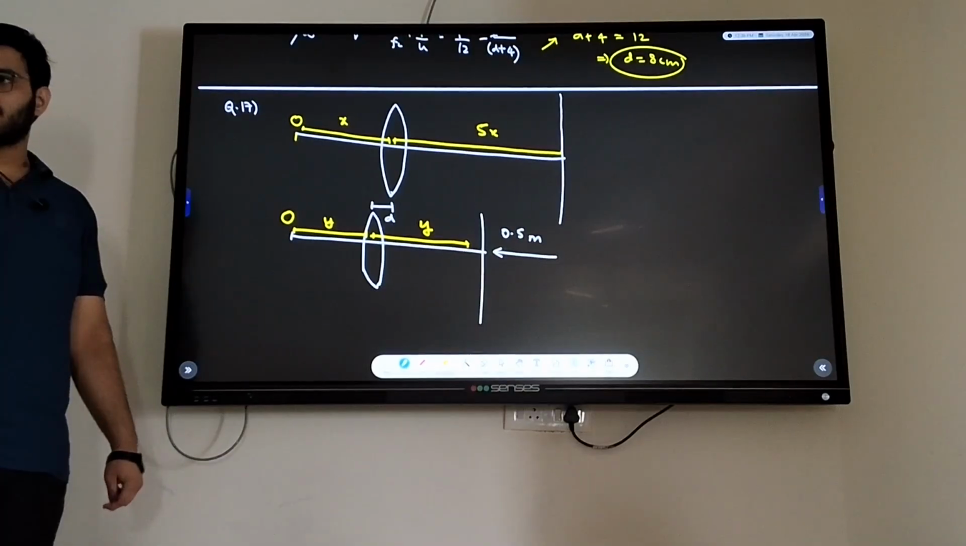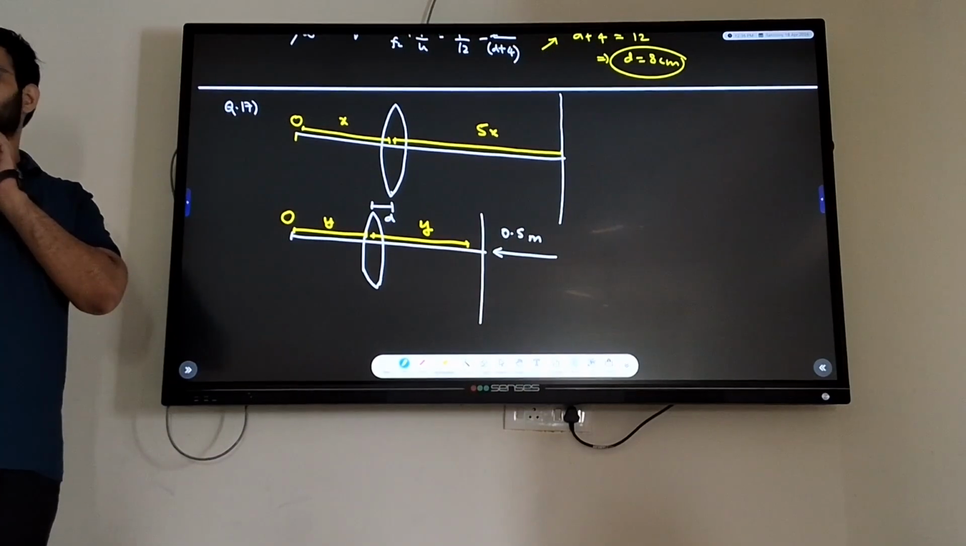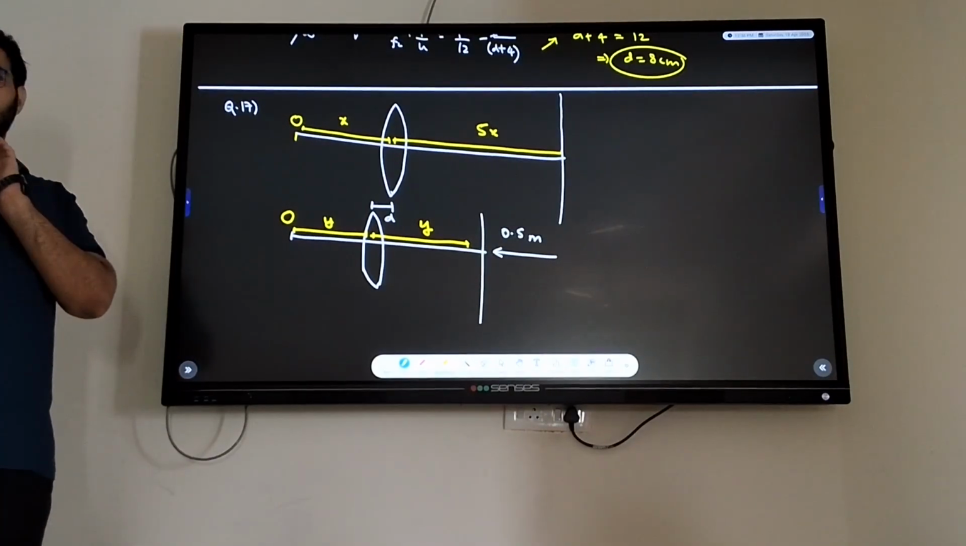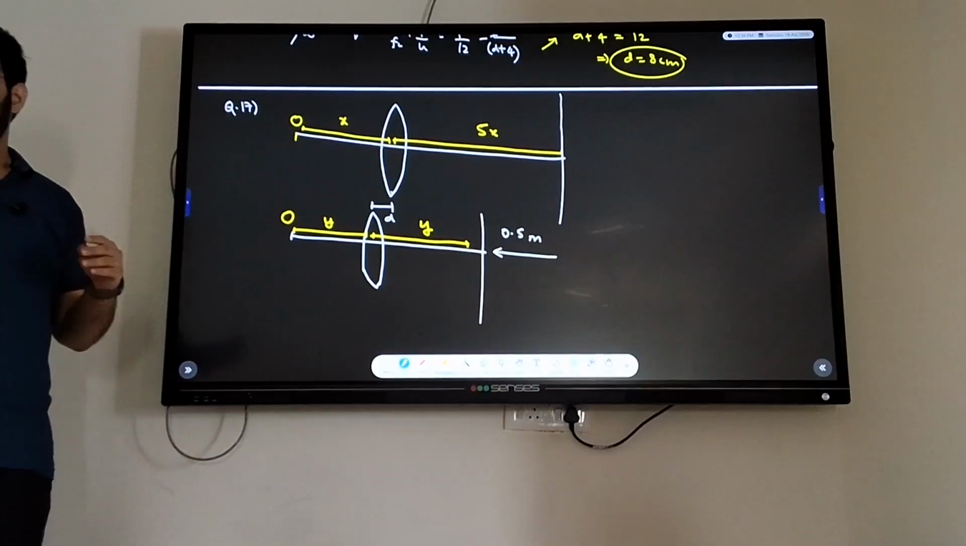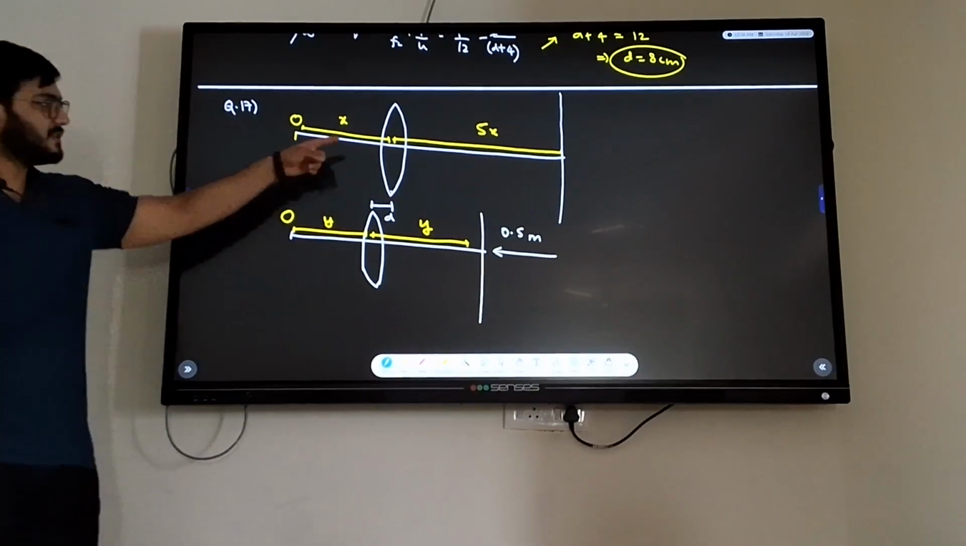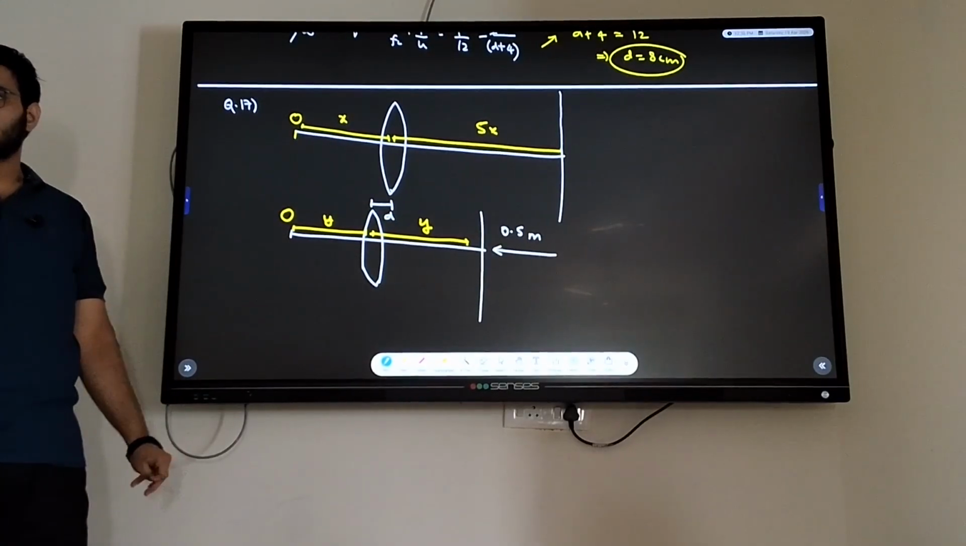Now let's try to do the question. They are asking for power. If anybody asks for power, what do you find then? Focal length. How to find focal length? By the lens formula. For the lens formula, what do you need? U and V. So let's try to apply this in both the scenarios and let's try to find focal length.